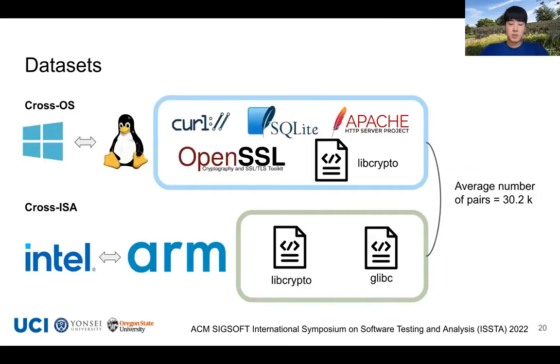Our dataset for training is selected from top GitHub repositories, since open source software natively supports multiple operating systems and multiple architectures, which means that they have many platform-specific components. For more details about the dataset, you can refer to the evaluation section in our paper.